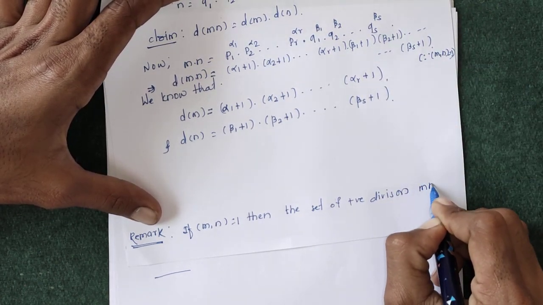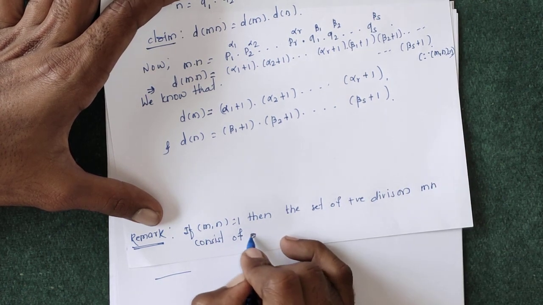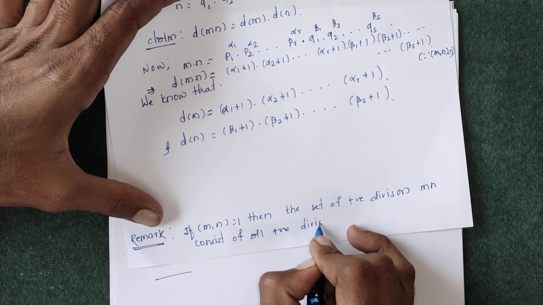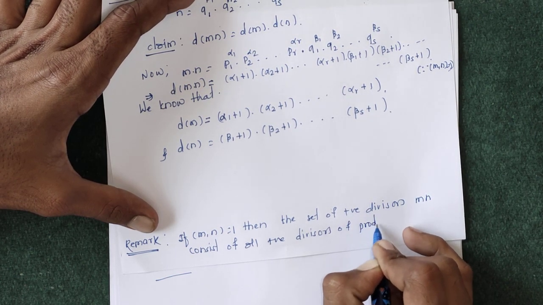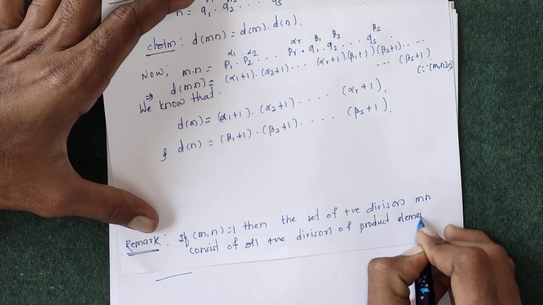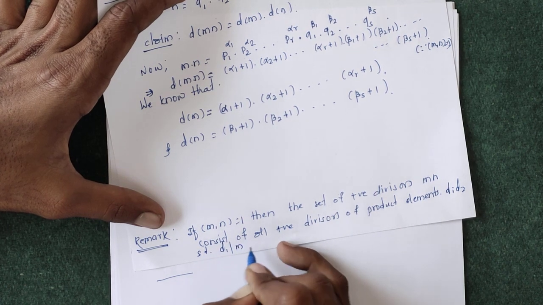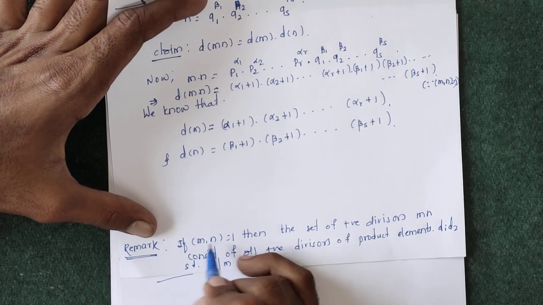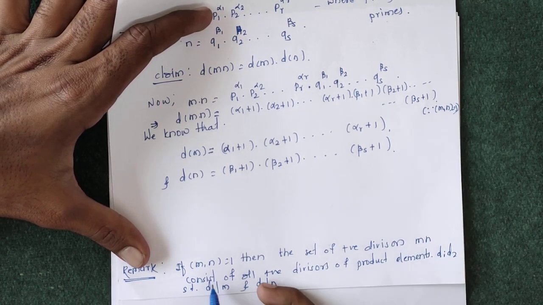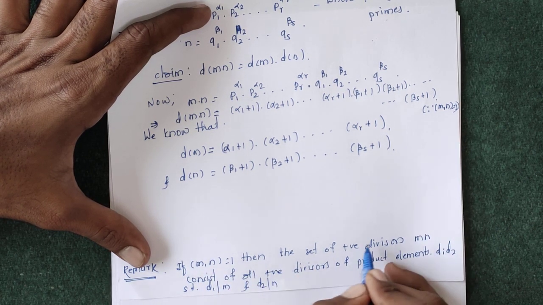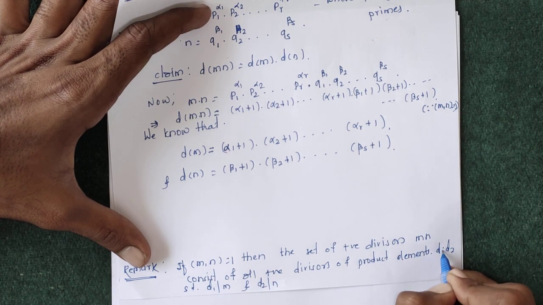of mn consists of all product elements of the positive divisors of m and n. Suppose d1 d2 is a product element d1 into d2, such that d1 is a divisor of m and d2 is a divisor of n. That is, if GCD of m and n is equal to 1, then all divisors of mn are just the multiplication of divisors of m and divisors of n. Here d1 is a divisor of m, d2 is a divisor of n, so d1 d2 is a divisor of mn.